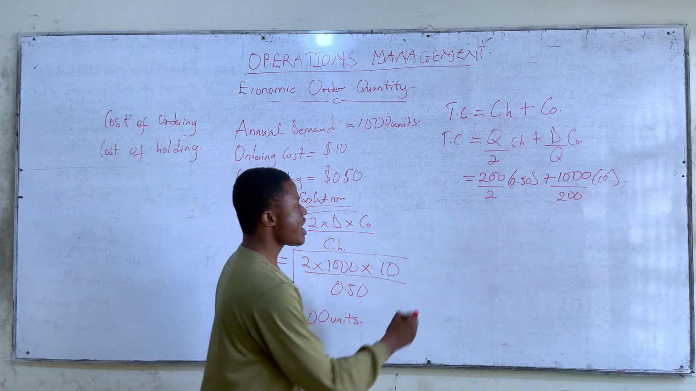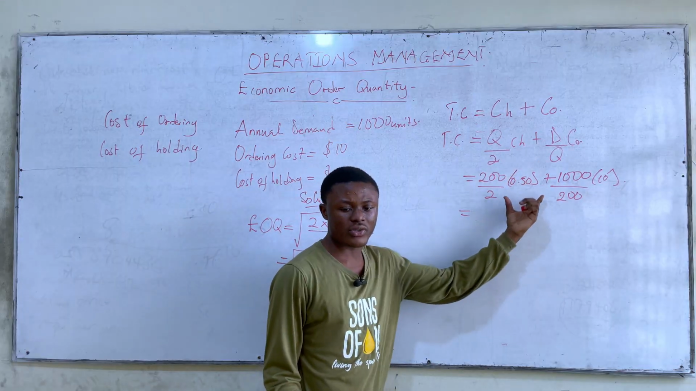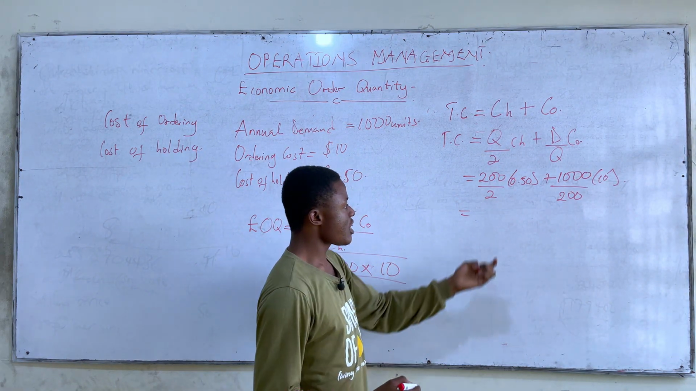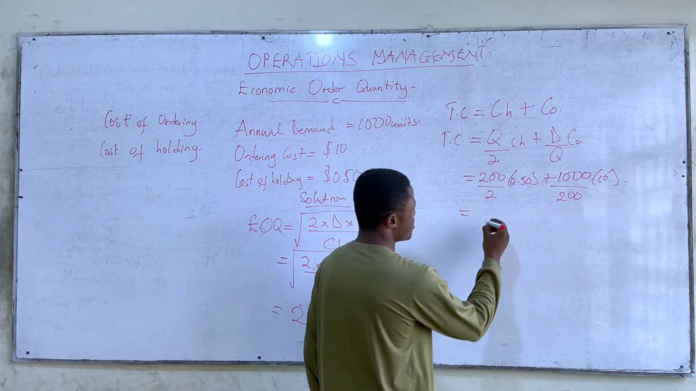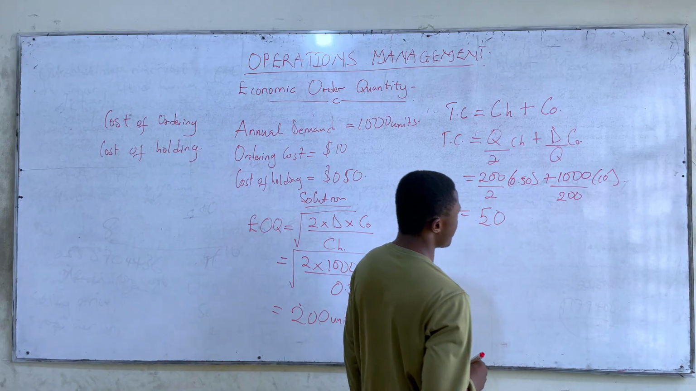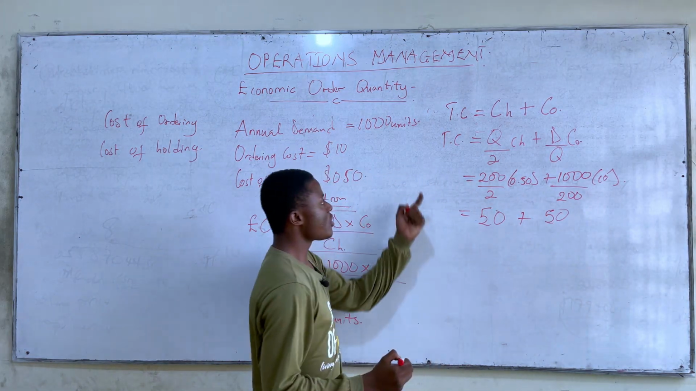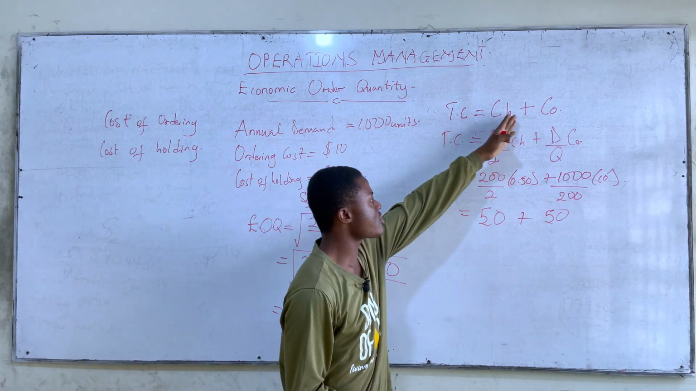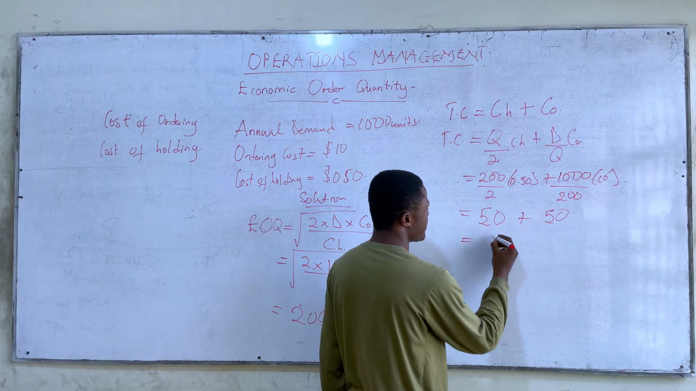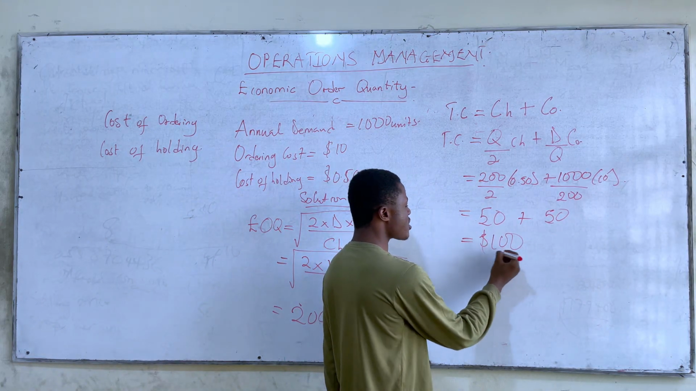Are we good? So here you saw these one after the other. After solving all these, you are going to get a figure of 50, if I'm right. And here you're going to get a figure of 50. So your total cost is equal to your cost of ordering and your cost of holding, which is 50 plus 50, making it 100. Are we good?